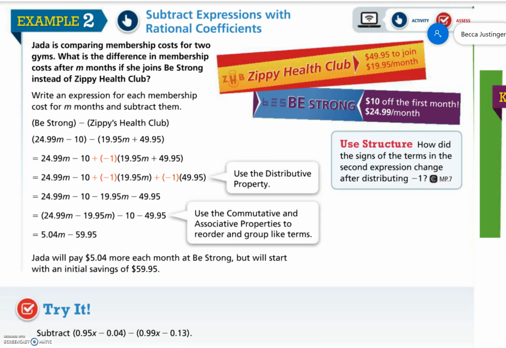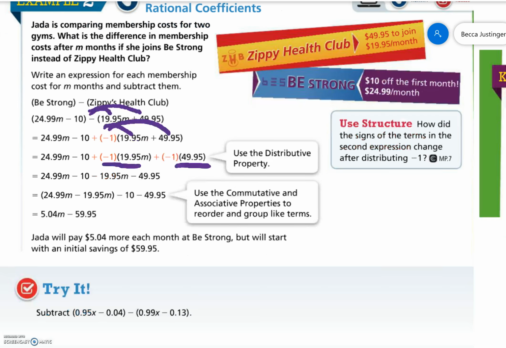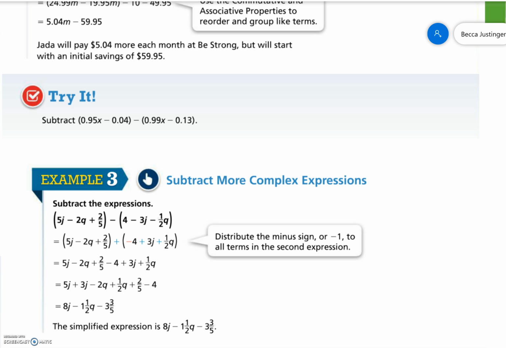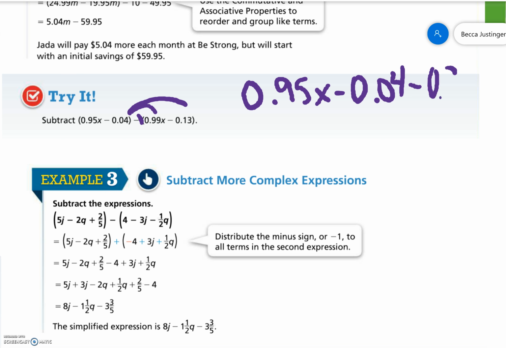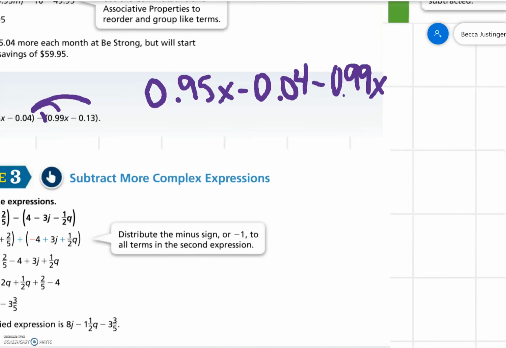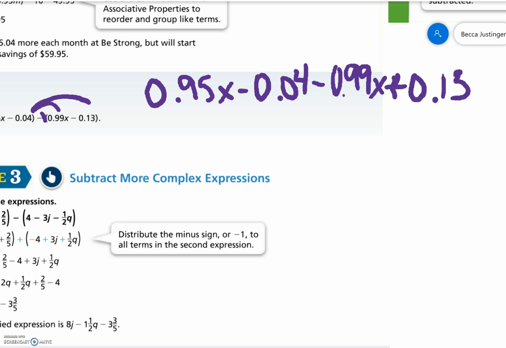Okay, you can take a look at example number 2 on your own. They set up the equation. If you're subtracting the whole thing, it's like a -1. You want to distribute the -1 to everything inside. So let's try it. This is technically a -1. Distribute that in. We rewrite this as 0.95x minus 0.04 minus 0.99x. And now a negative times a negative is a positive 0.13. Combine like terms, and you'll be able to solve that on your own based on what we've already practiced.